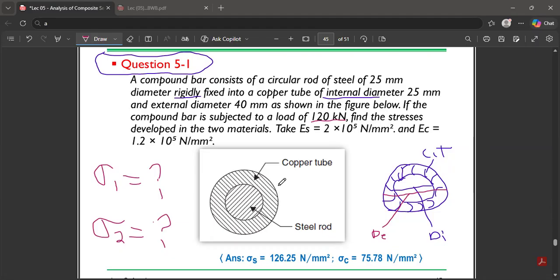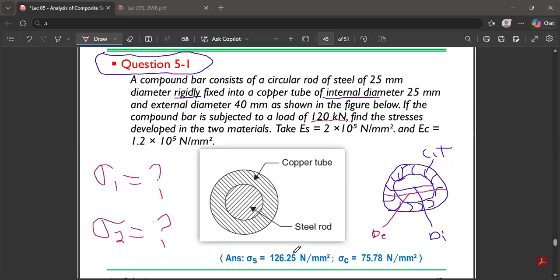But for the compatibility condition, the change in length of material one should always be equal to the change in length of material two. Take note that in most cases it's not just two materials, it could be three or even more. So let's share a different screen and see how we can solve our problem to make life much easier.